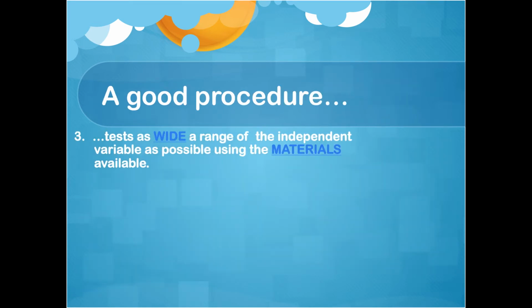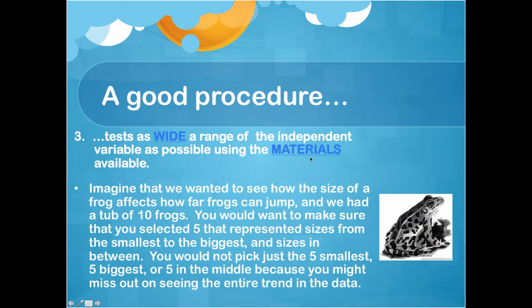The third part is that we test as wide a range as possible using the materials that we have. So what that means is, let's say that I wanted to do an experiment about how the size of a frog affects how far the frog can jump. We had a tub of 10 different frogs. When I'm picking out my frogs that I want to use, the size of my frog is my independent variable. So I want to choose at least 5 frogs, right?